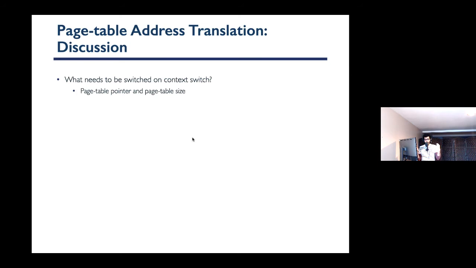But when you have a context switch, all you need to do is to update this pointer. So this pointer was pointing to this process's page table. Now that we're running this other one, it should be pointing to the other one.